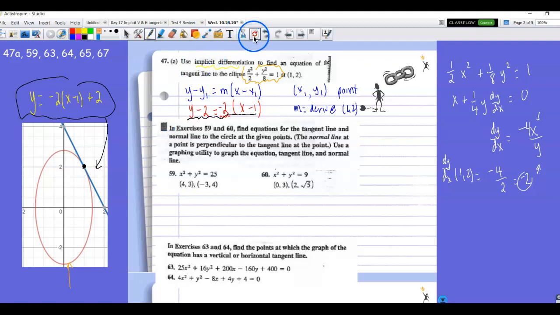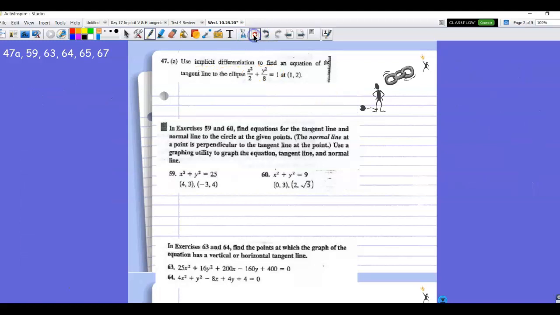All right, so let's move on. The next problem is number 59. I'm going to get rid of all this stuff and reset. So in number 59, let's see what we're doing here. Find the equation of the tangent line. All right, so there's one job. And the normal line. All right, there's two jobs. So we're writing the equation of two different lines. One is tangent, one is normal.